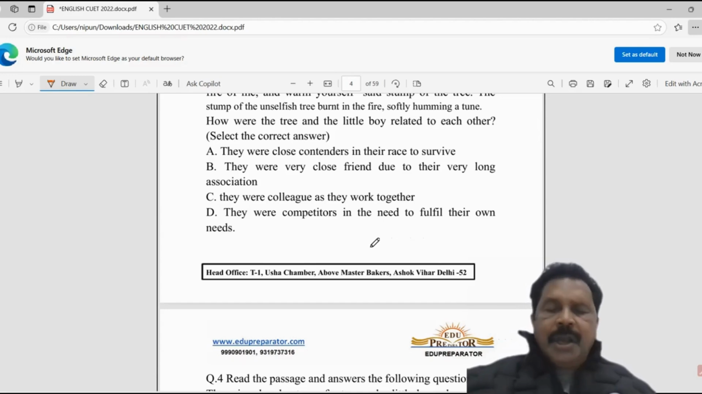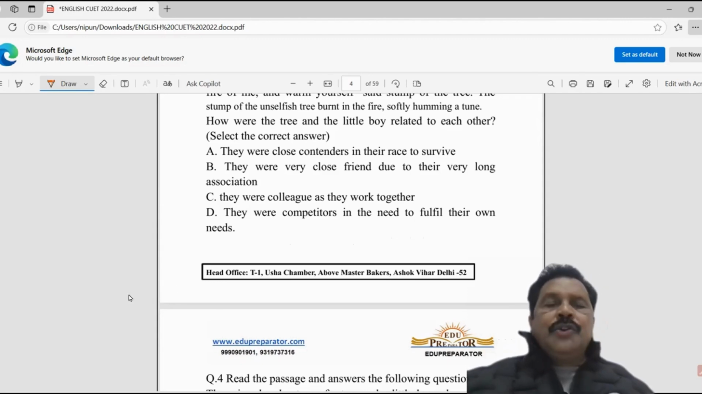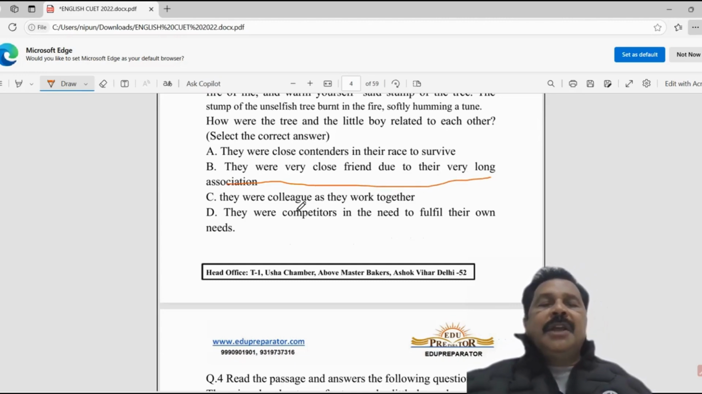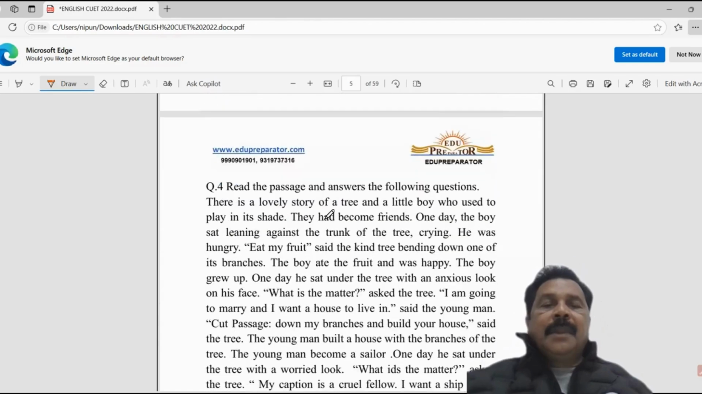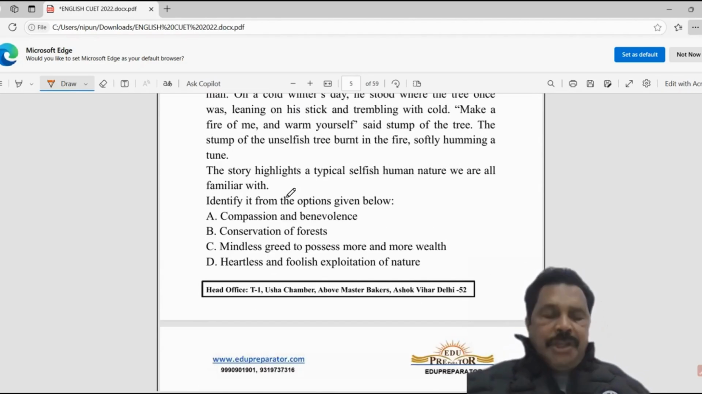And the correct answer is they were very close friends. Have you seen the answer? This is the answer. They were very close friends with a long association. Again, the same passage is going on, and that will take you to the next question, question number 4.